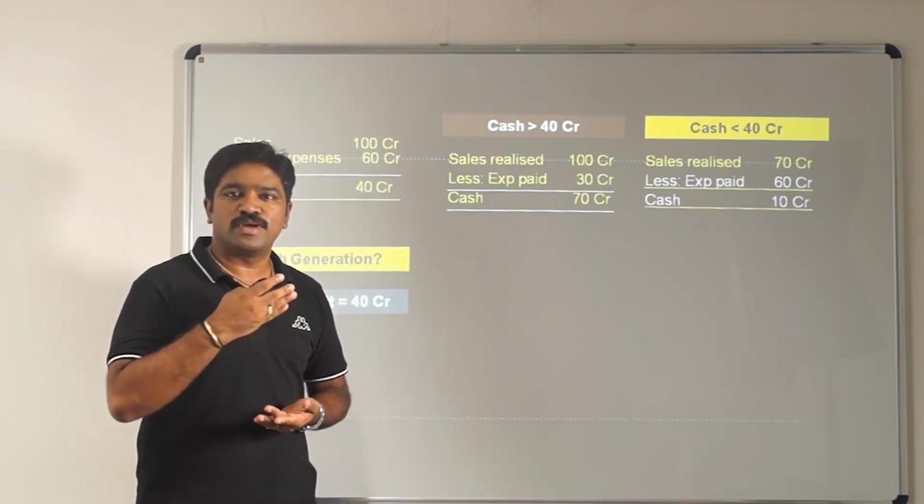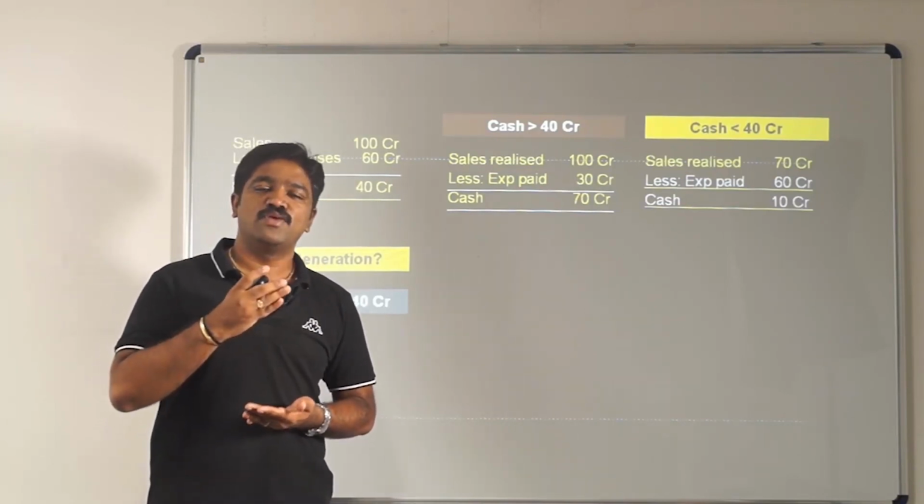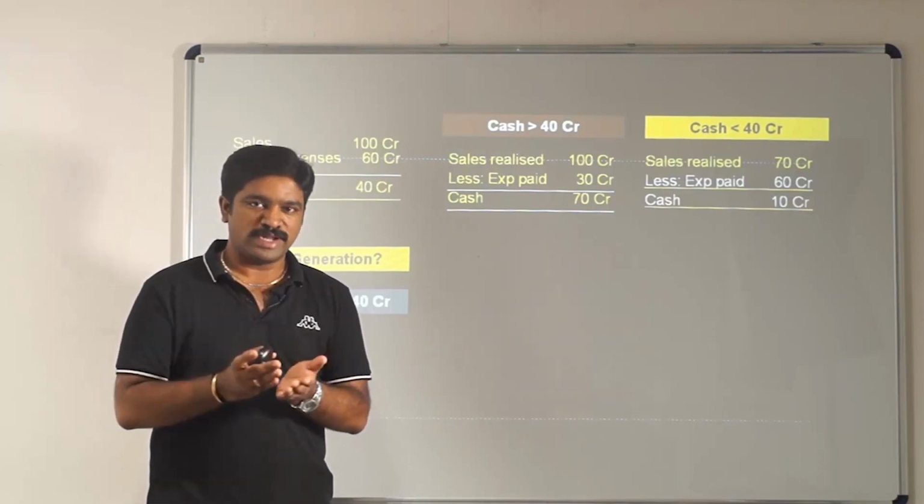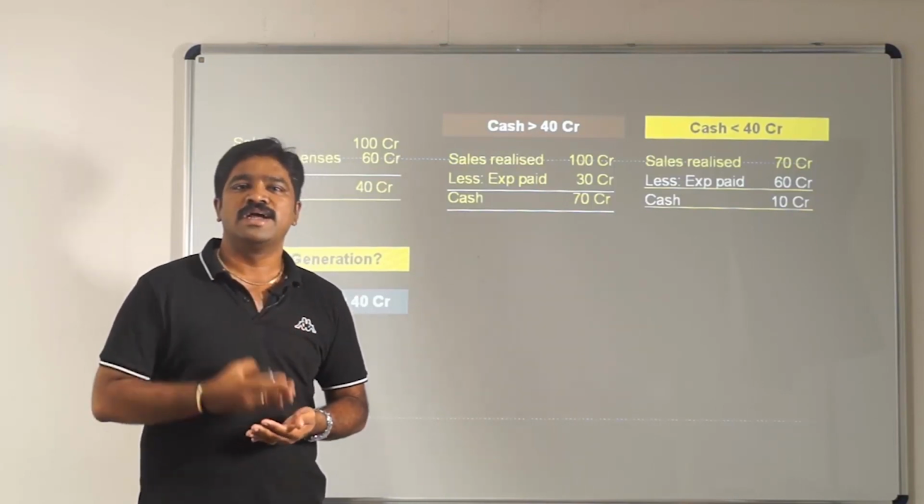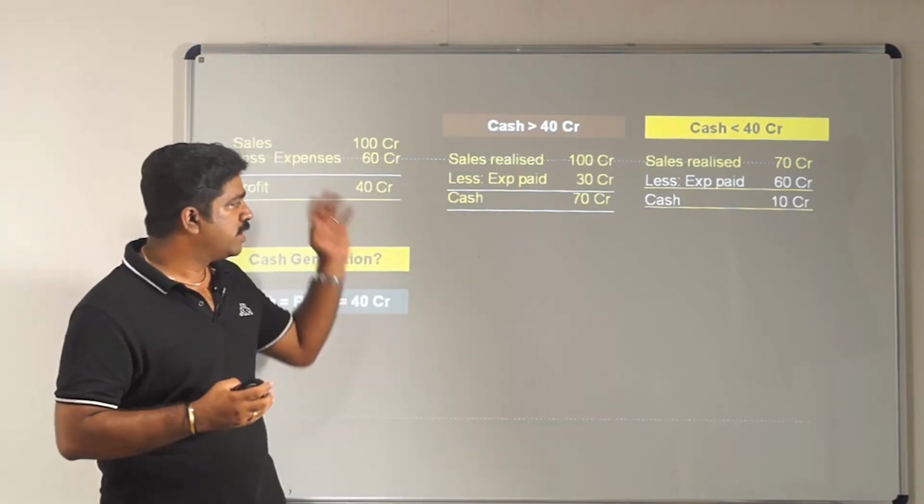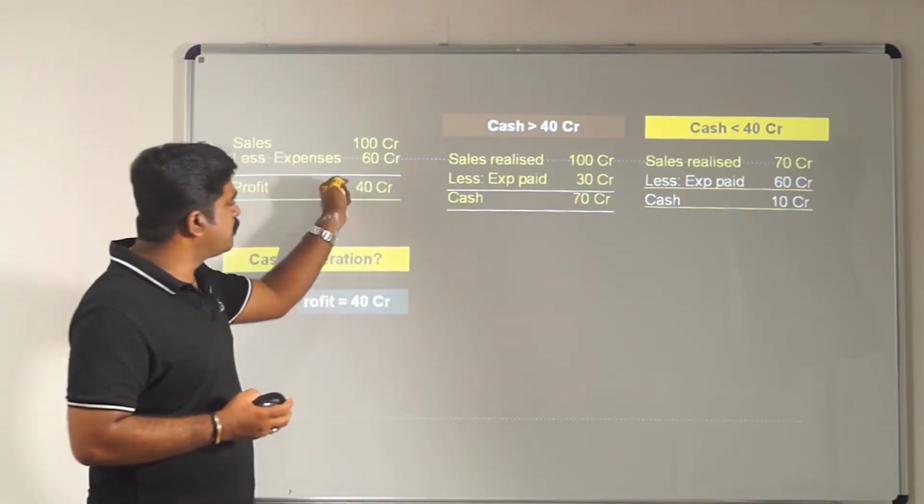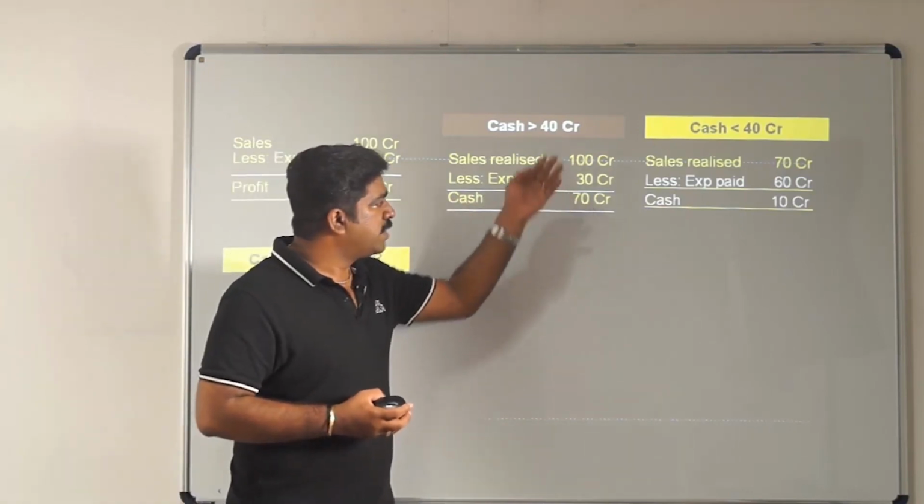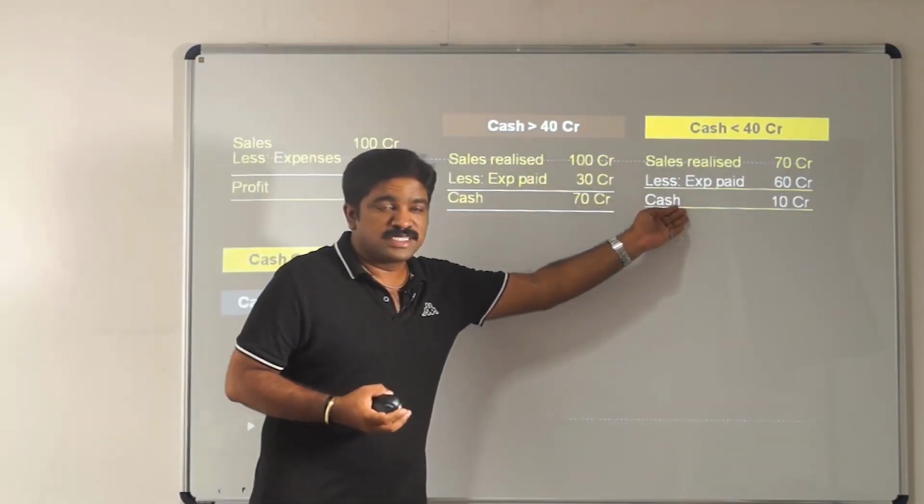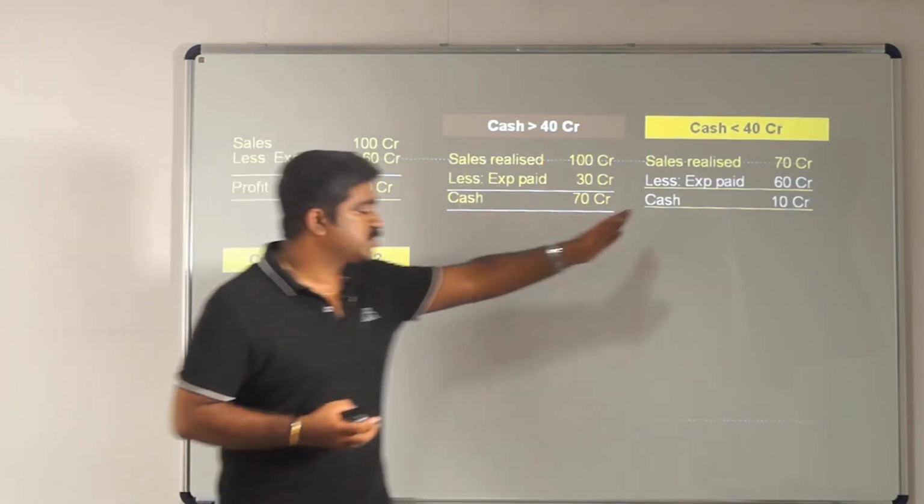It is linked with your realizations. It is linked with your payments. To put it rightly, it is linked with your inflows. It is linked with your outflows. So here we have seen that cash is greater than profit, that is 70 crore. And here we have seen that cash is less than profit, that is 10 crore.